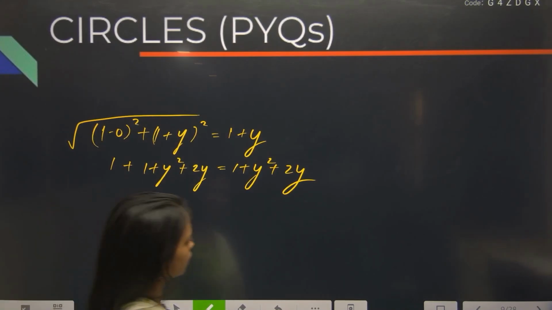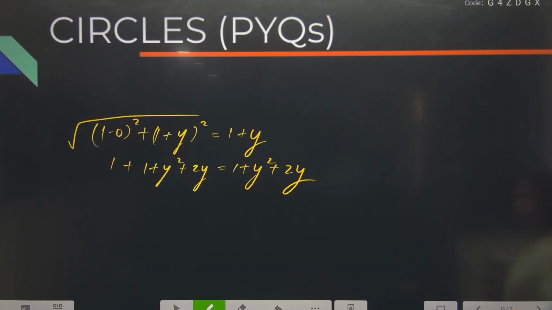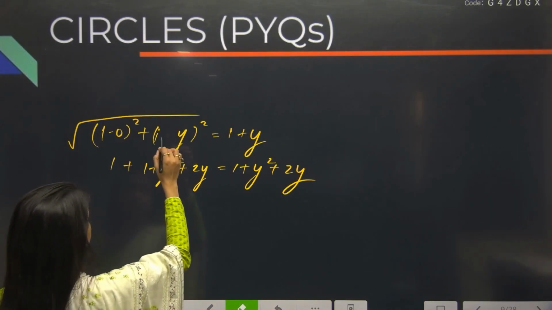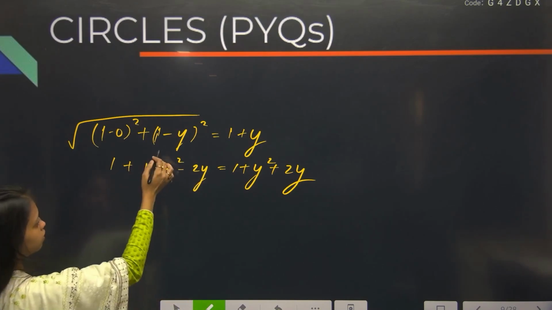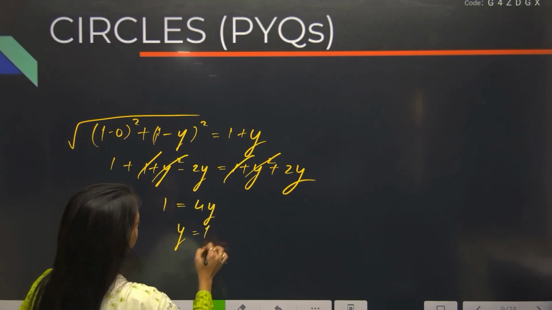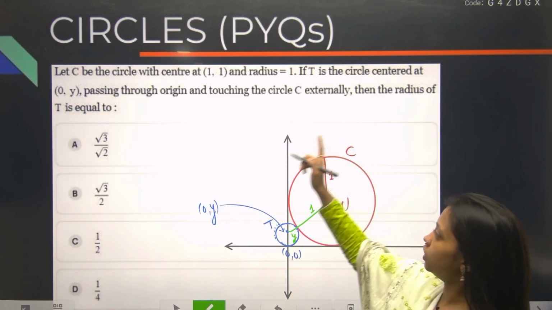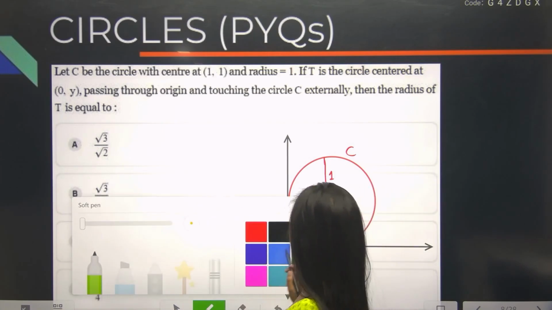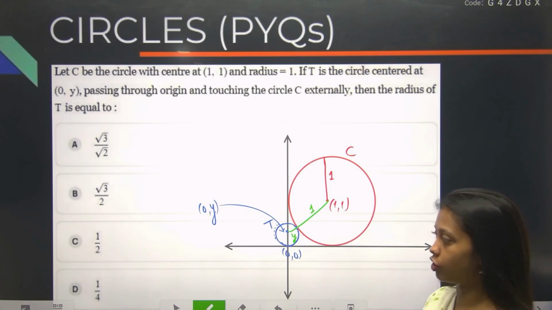I made a mess of something. This is y plus 1 and 1, okay, that is 1 minus 1, 1 minus 1, right? So it will be minus 2y. See, 1 minus y minus 2y, so the y square cancels, 1 is equal to 4y, y equals 1 by 4. So y equals 1 by 4 is the radius of your T. This is in 2014, JEE Mains 2014. 1 by 4 is the answer.